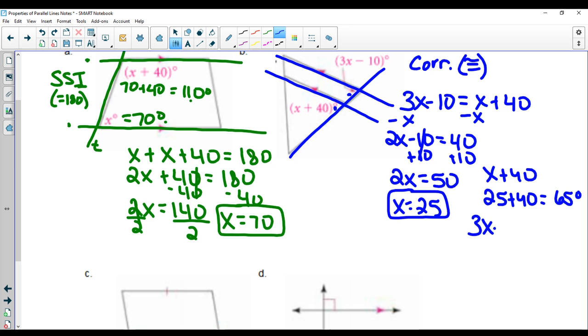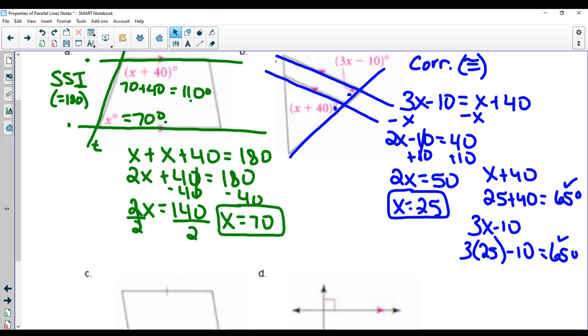Now I got to do 3x minus 10. So 3 times 25 minus 10. 3 times 25 is 75. 75 minus 10 is 65 degrees. Hey, these match, so we know we're correct.